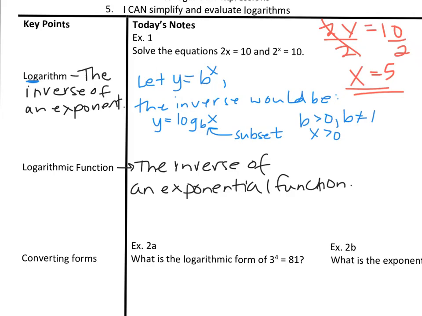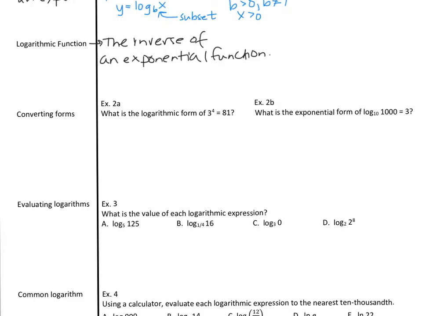Here's how we do this. To convert from one form to the other, we're going to loop the forms. This is what I mean. In example 2a, it says, what is the logarithmic form of 3 to the 4th equals 81? Well, 3 to the 4th equals 81 is exponential. To loop it for logarithmic, what we're going to do is just write out the word log.